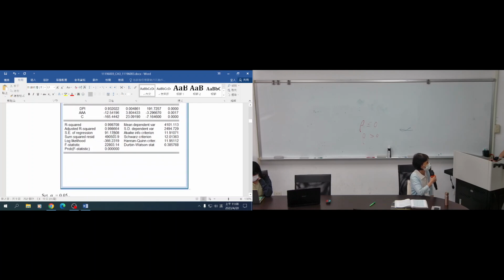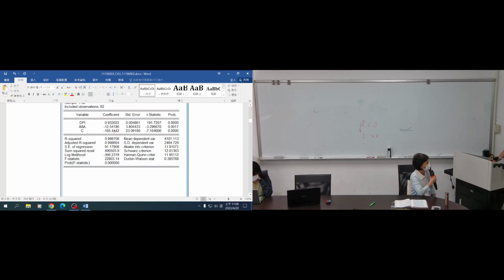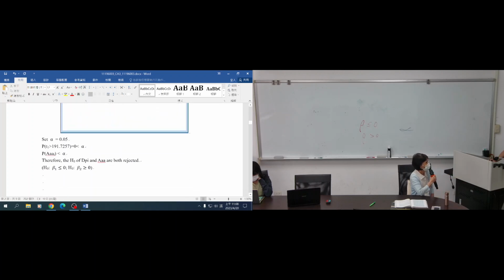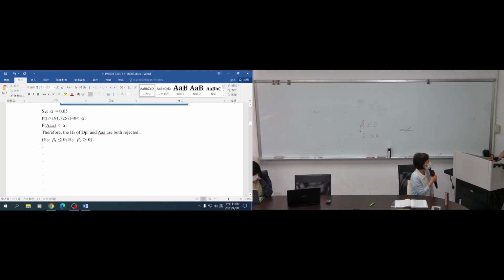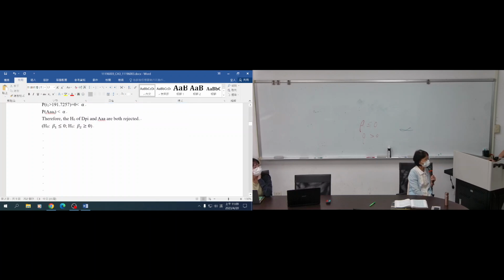So you mean the conclusion is just DPI positive and AAA negative? Yeah, one is positive, one is negative, since we're testing the positive and negative relationship of all these variables with consumption, right?